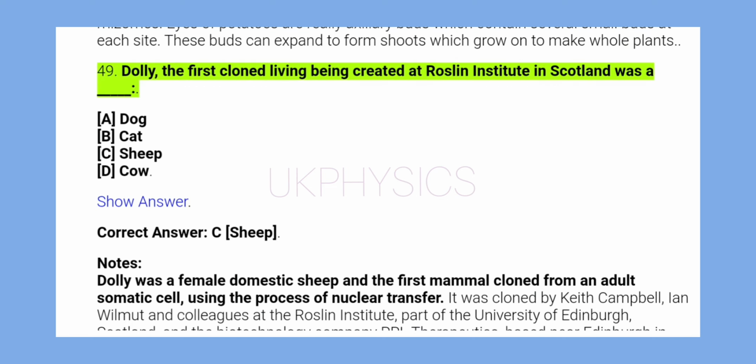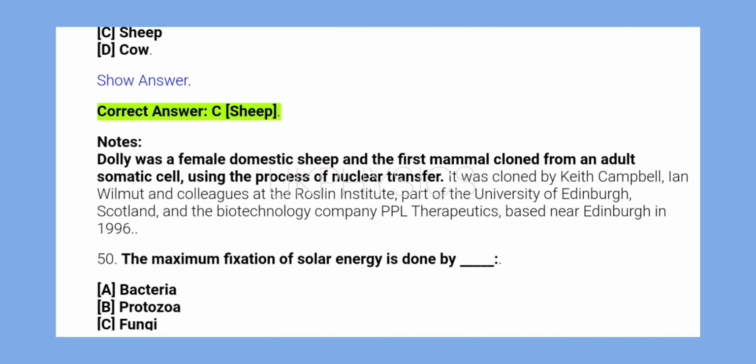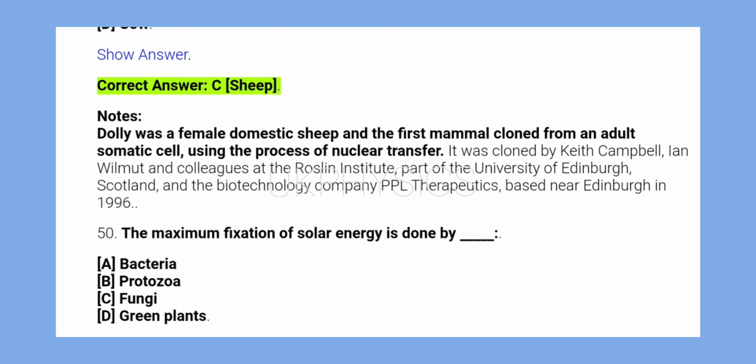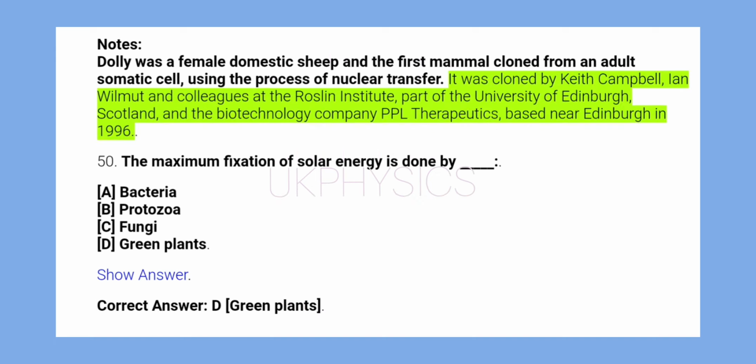49. Dolly, the first clone living being created at Roslin Institute in Scotland was a blank. A. Dog. B. Cat. C. Sheep. D. Cow. Show answer. Correct answer, C. Sheep. Notes. Dolly was a female domestic sheep and the first mammal cloned from an adult somatic cell, using the process of nuclear transfer. It was cloned by Keith Campbell, Ian Wilmut and colleagues at the Roslin Institute, part of the University of Edinburgh, Scotland, and the biotechnology company PPL Therapeutics, based near Edinburgh in 1996.